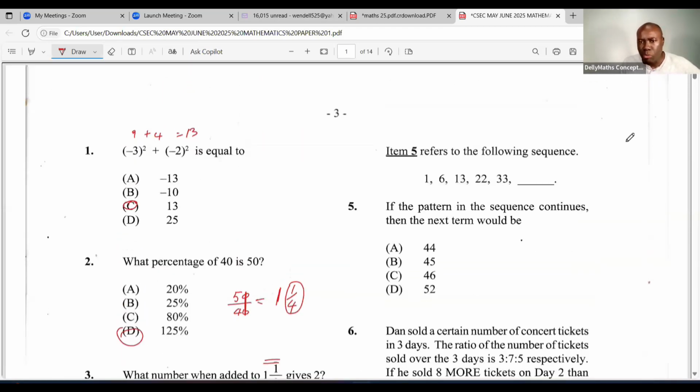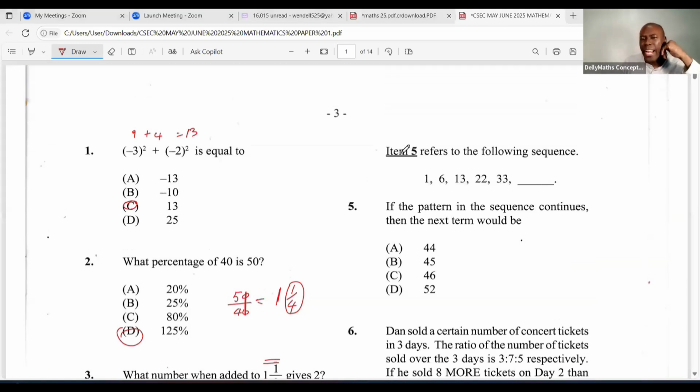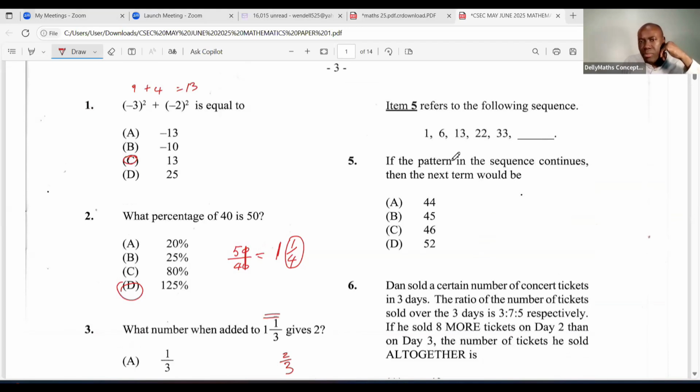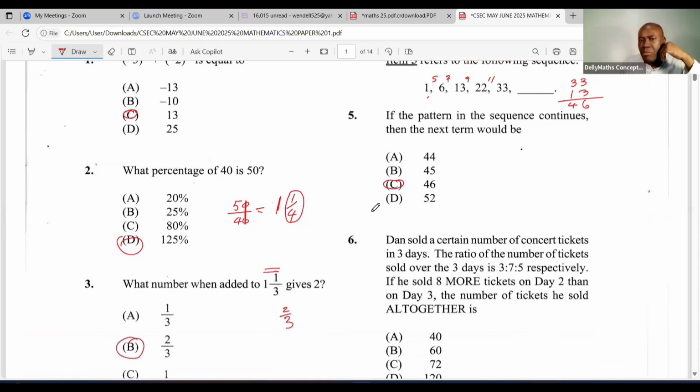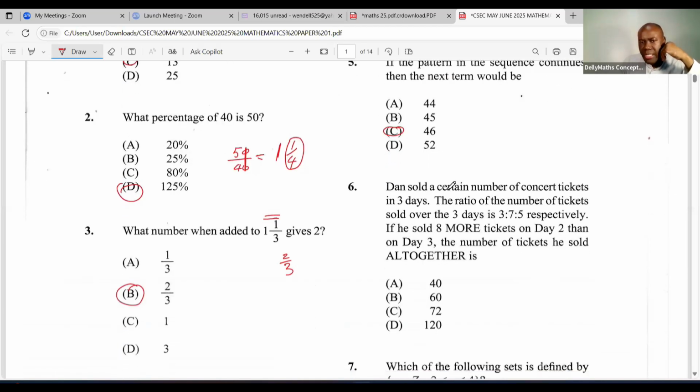All right, let's go to number 5. So we're looking at these numbers. It says if the pattern in the sequence continues, what is the next number? Let us subtract. This is 5 between, this is a 7 between, this is 9. This is a repeat question as well. All right, this is 11. So if you take your 33 and you add 13, the next number would be 46. So those questions, we saw them a lot.